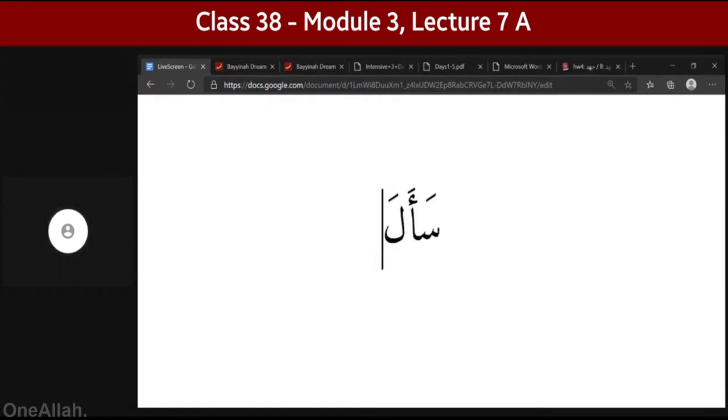Sa'ala. So Hamza is on an alif here. Sometimes you see it on a waw, like Mu'minin. Sometimes you'll even see it on a ya, like Uri'a. No matter what it's sitting on, if you see a Hamza, then you're going to read it as Hamza. Even if it's on a waw, even if it's on a ya, even if it's on an alif, you call it Hamza. The Hamza takes over whatever it's sitting on. Roshan, that's not something we've learned yet.